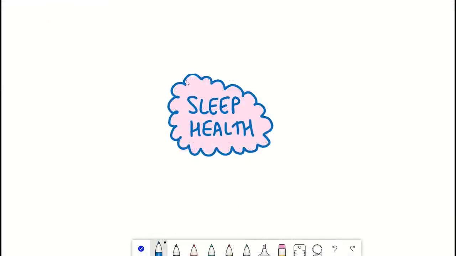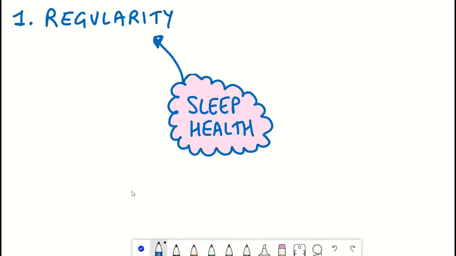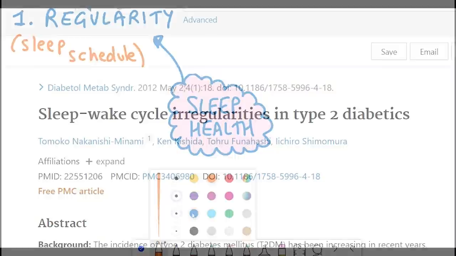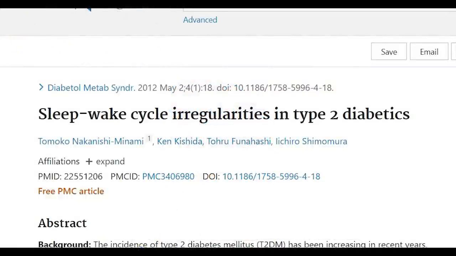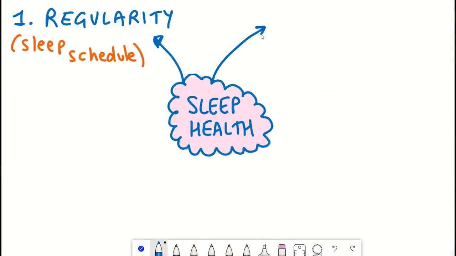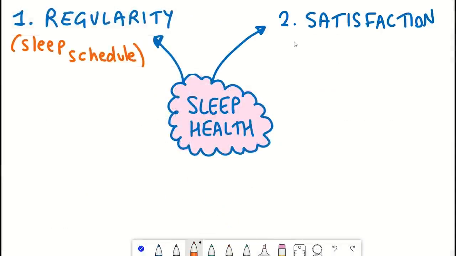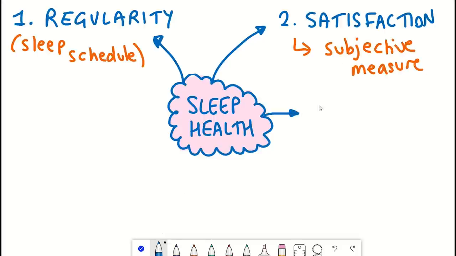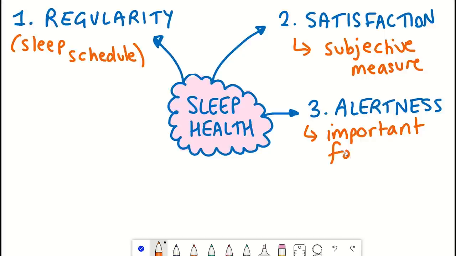The first one of this is regularity. And so this is about keeping a consistent period and time from which sleep occurs. And irregular sleep schedules have been linked with diseases such as type 2 diabetes. The second dimension is satisfaction. This is a subjective measure of our own sleep satisfaction and has also been shown to be a predictive measure of health outcomes. The third dimension is alertness. Not only is this important for public and self-safety, but it also has health implications.